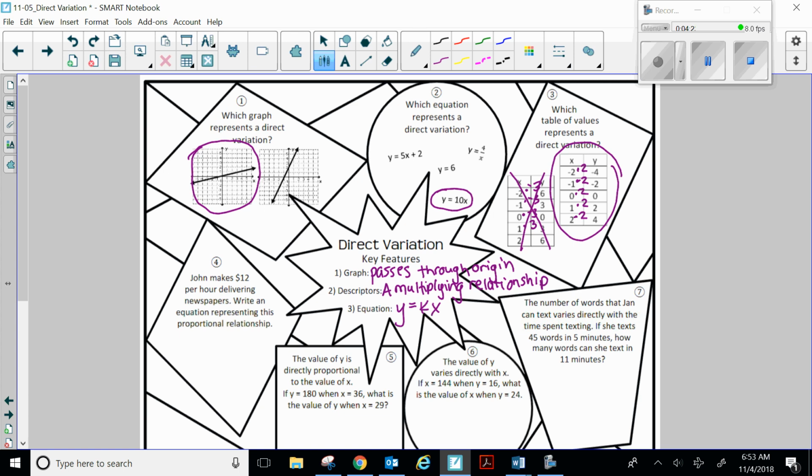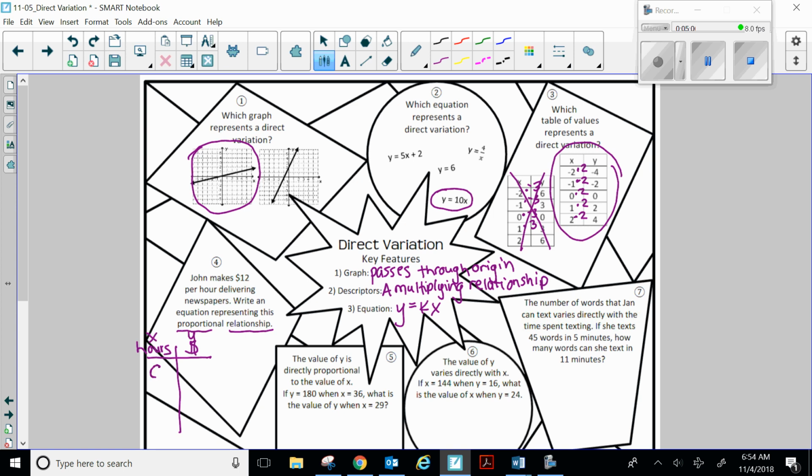So now let's look at how we can use a direct variation to solve problems. John makes $12 per hour delivering newspapers. Write an equation representing this proportional relationship. They've told me it's a proportional relationship, meaning I know that it's going to be a multiplying relationship, but I can also build a table to help me understand the relationship a little better. So my x would be my hours, my independent variable, and my dependent variable would be the money, and that would be my y.